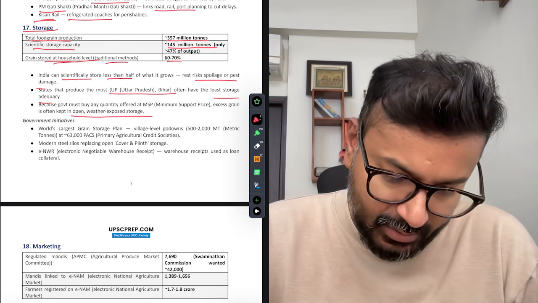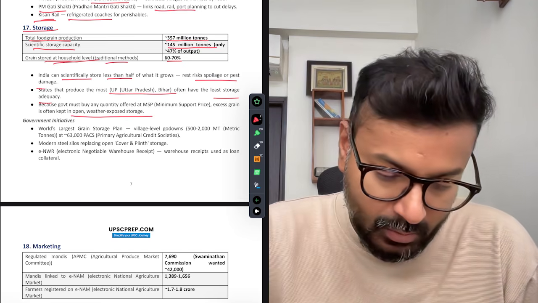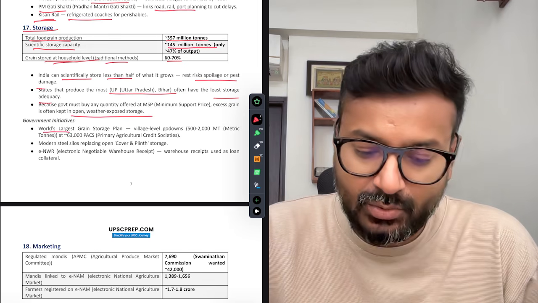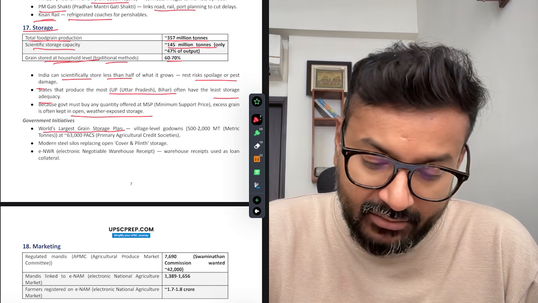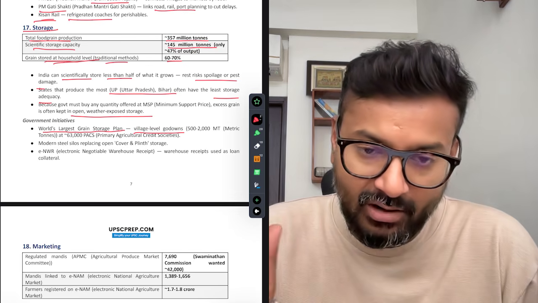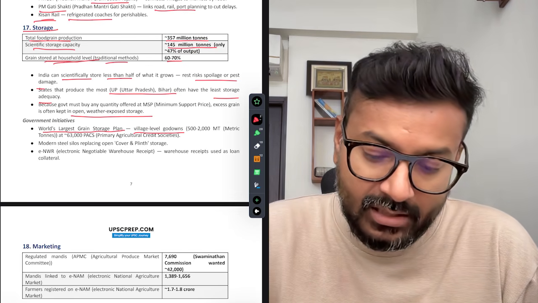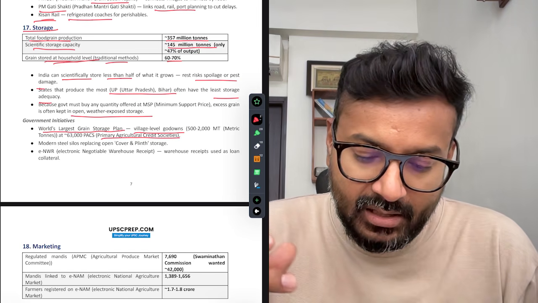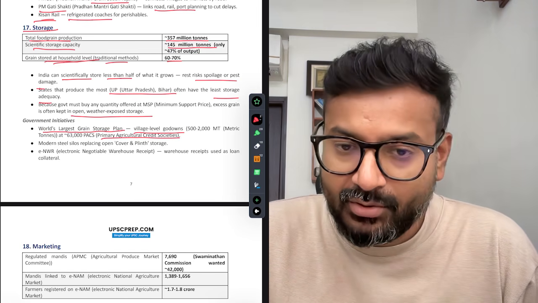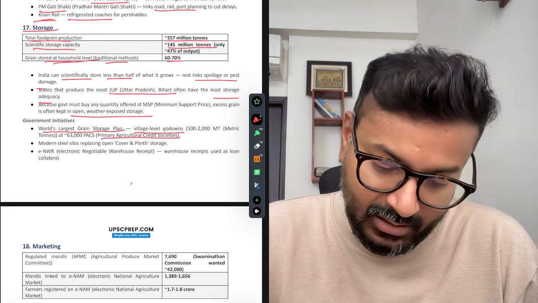So what is the government doing here? One is the goal to create the world's largest storage plan. The government is working towards creating village level godowns, which will have large capacity, and this will be linked to the Primary Agriculture Credit Societies, PACS. These are cooperative banks, and they will also have godowns of their own, which will be scientific godowns, so the losses will be reduced.